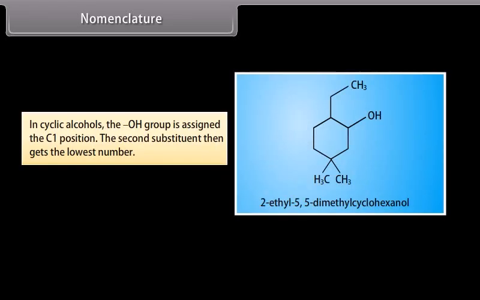2-methyl-2-propanol. In cyclic alcohol, the hydroxyl group is assigned the C1 position. The second substituent then gets the lowest number. For example, 2-ethyl-5,5-dimethylcyclohexanol.